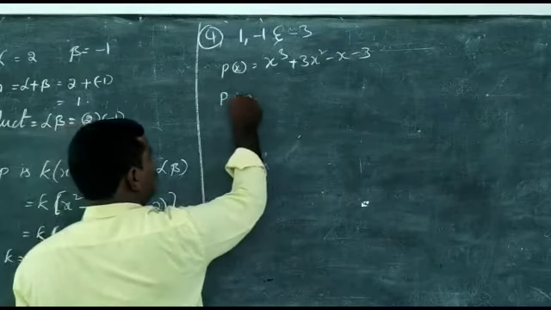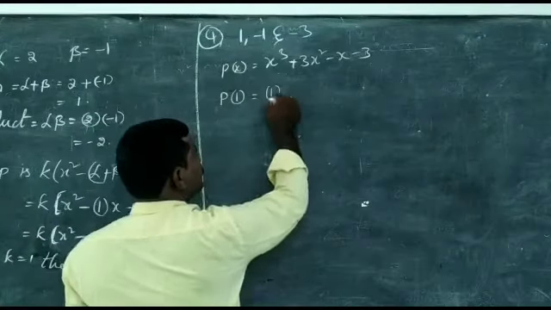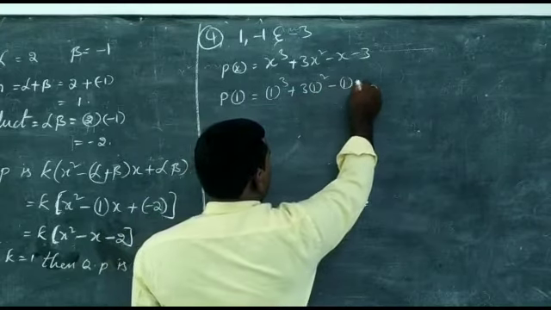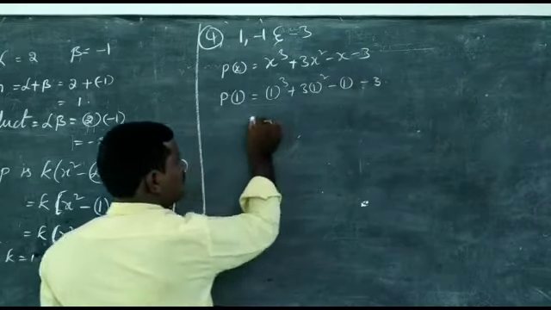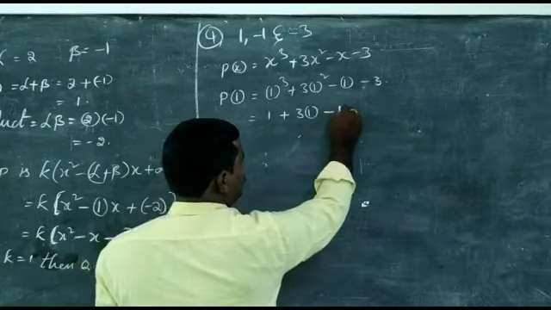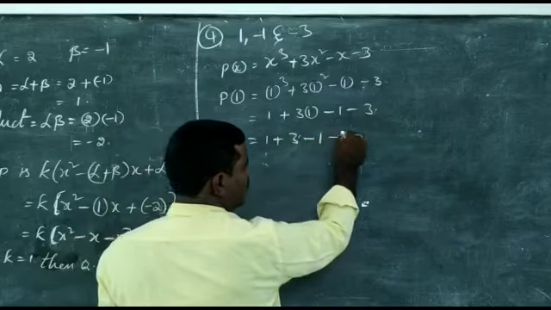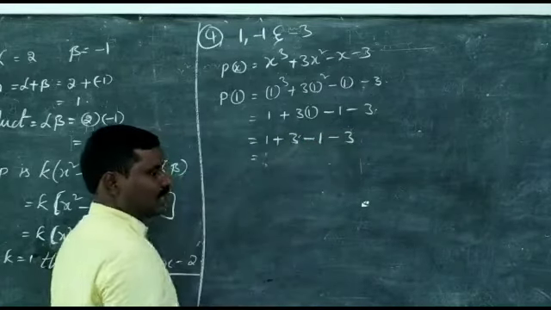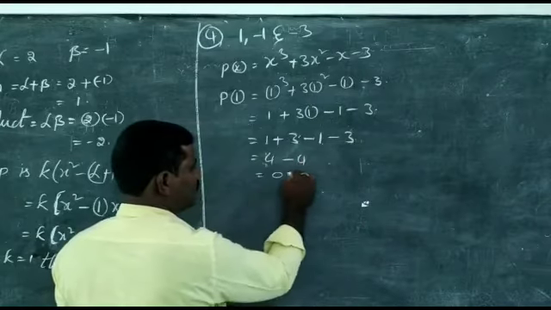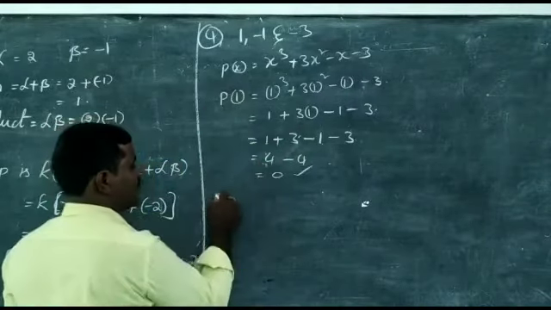First p of 1: substitute here, 1 cube plus 3 into 1 square minus 1 minus 3. 1 cube value is 1, plus 3 into 1, minus 1 minus 3. That is 1 plus 3 minus 1 minus 3. Add positive and negative: 4 minus 4 is 0. Then 1 is a zero of the polynomial.